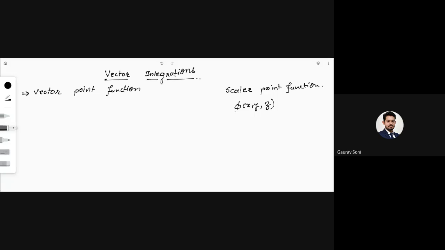So we have phi of x, y, z. After putting the value of x, y, z, I get a scalar number. So such a function is called a scalar point function. Whereas the other is the vector point function. The vector point function is of the form, say, f1 of x, y, z i bar plus f2 of x, y, z j bar plus f3 of x, y, z k bar. So the vector point function is like this.